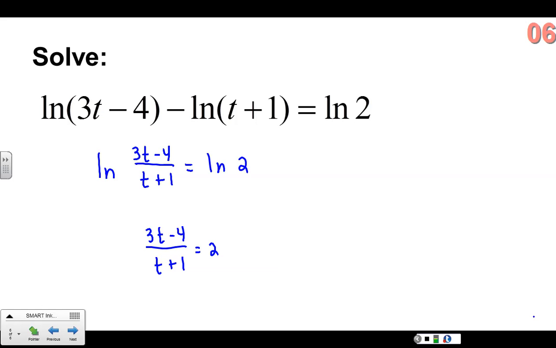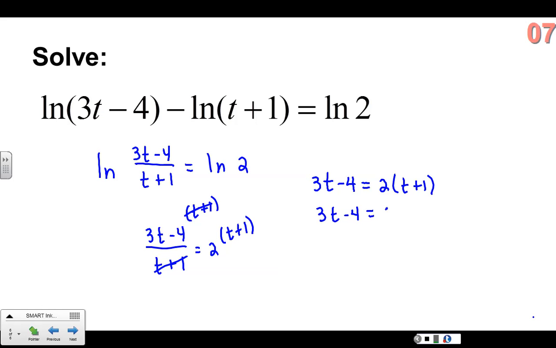Now, if you remember from earlier algebra classes, to solve this equation, I'm just going to multiply both sides by t plus 1. So we get 3t minus 4 equal to 2 times t plus 1. 3t minus 4 equals 2t plus 2. Subtract t from both sides. So I get t minus 4 equals 2. Add 4 to both sides. t equals 6.